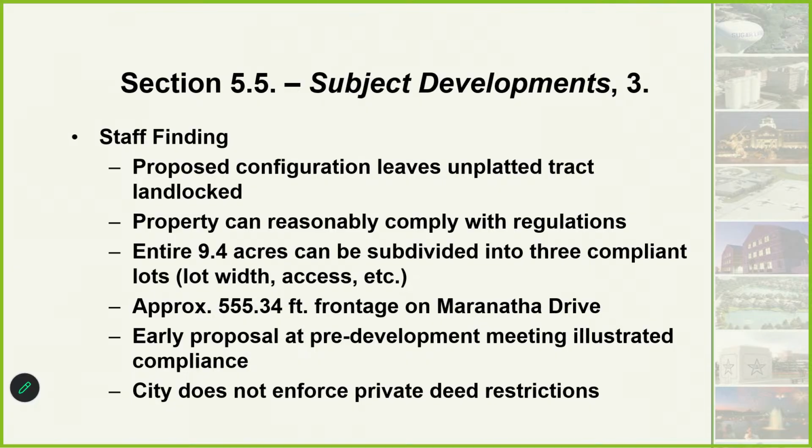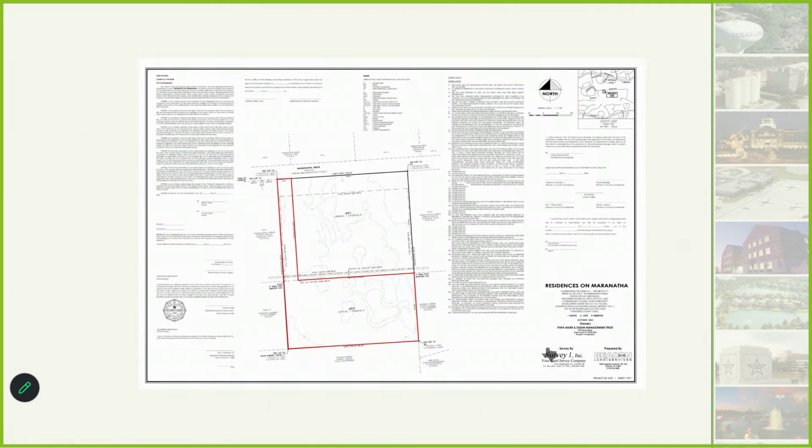Also, you should note that the city does not enforce private deed restrictions. So the reason that the applicant has requested a hardship is to not include this in the HOA. However, the city does not enforce deed restrictions. That would be a private matter between the homeowners association and the property owner. And it is my understanding that the homeowners association does not want the 3.7 acres included within their association either.